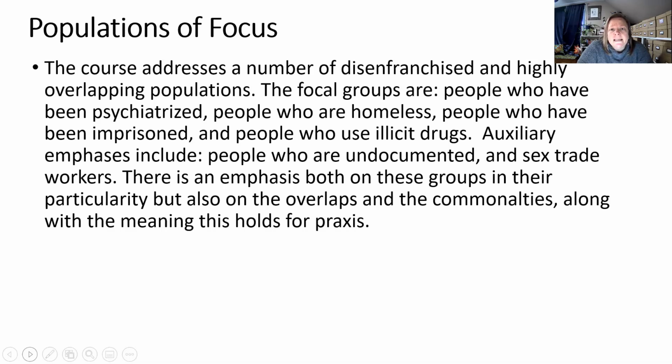And as an additional note for assignment number 2, I included a note that if there's a population that intersects with one of our populations of focus in the course, and you would like to focus on that group, you're very welcome to. So you just check in with me about the group that you would like to focus on.